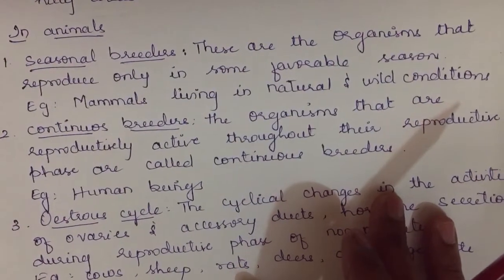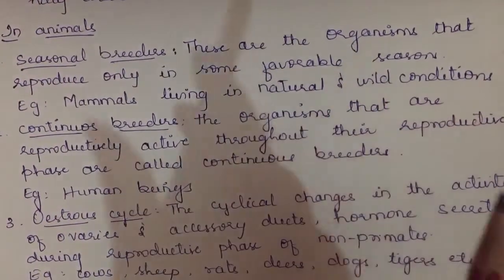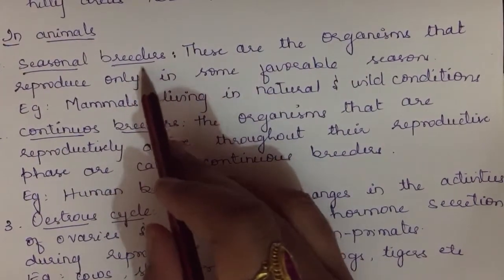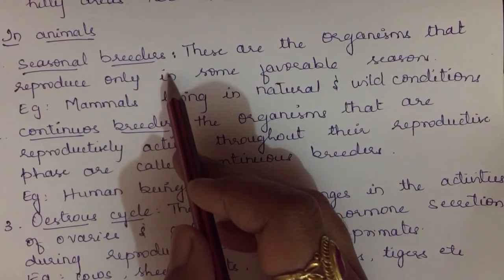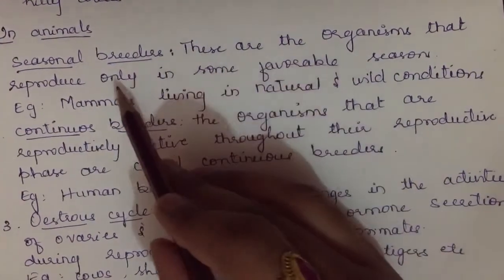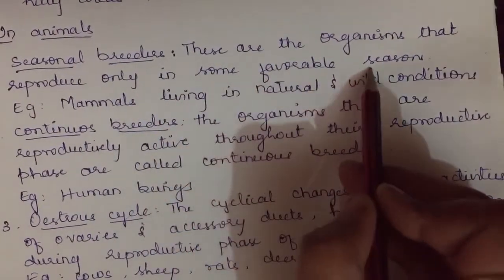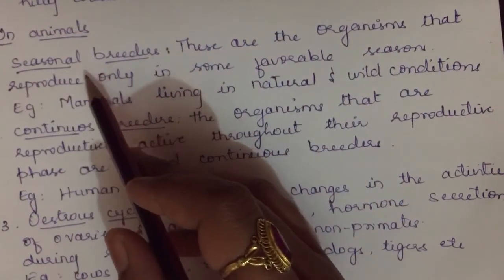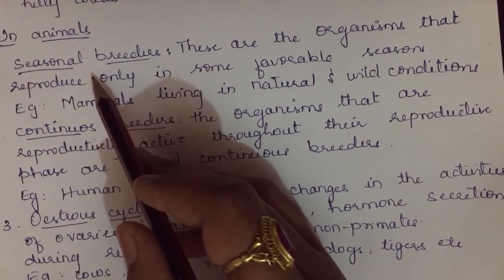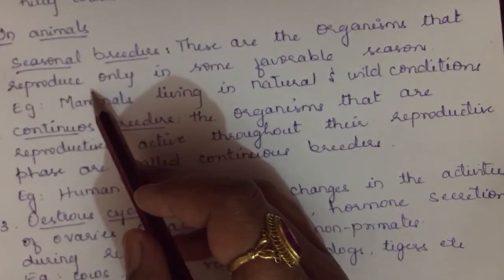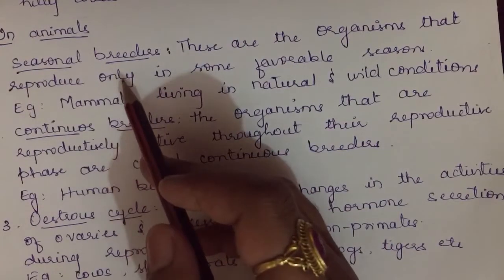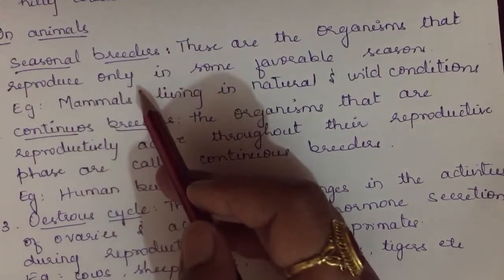Next you will get about animals. In animals, there are seasonal breeders and continuous breeders. Breeders are those which are going to reproduce. Seasonal breeders are the organisms that reproduce only in some favorable seasons. Seasonal fruits you might have heard, like mangoes you will get in a particular season, like custard apple you will get in a particular season. We have different seasons for different fruits, which means those are seasonal fruits. Some fruits you will get throughout the year.